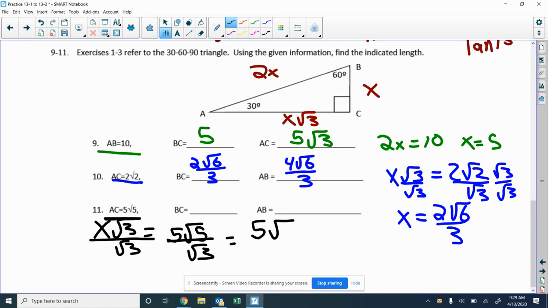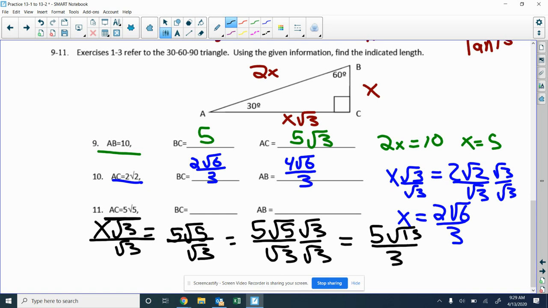I'm going to have 5 square roots of 5 over the square root of 3. Again, I'm just trying to solve for x. Multiply by the square root of 3. 5 square roots of 15 over 3. So that is what your x is equal to.